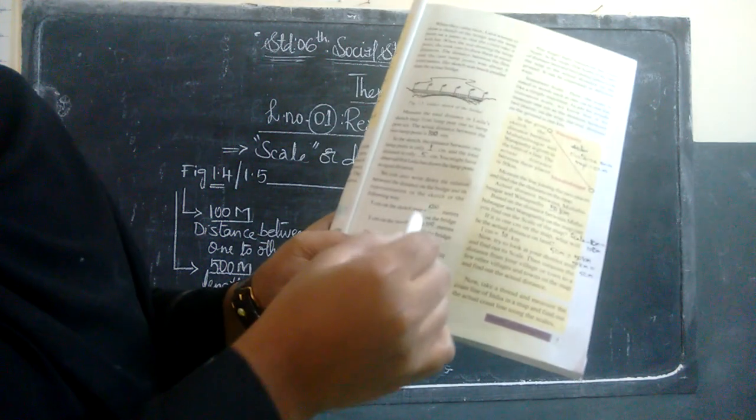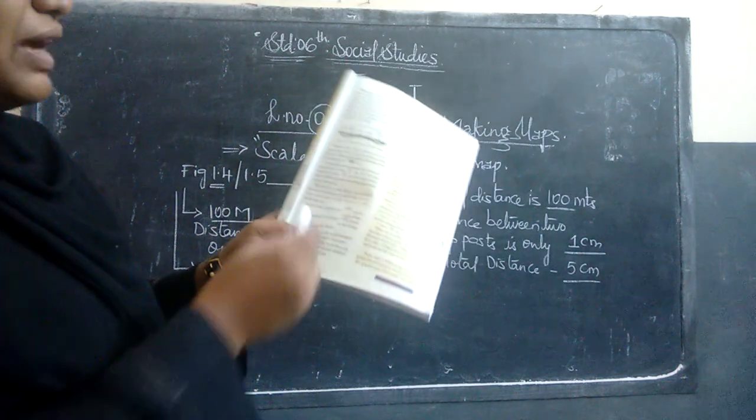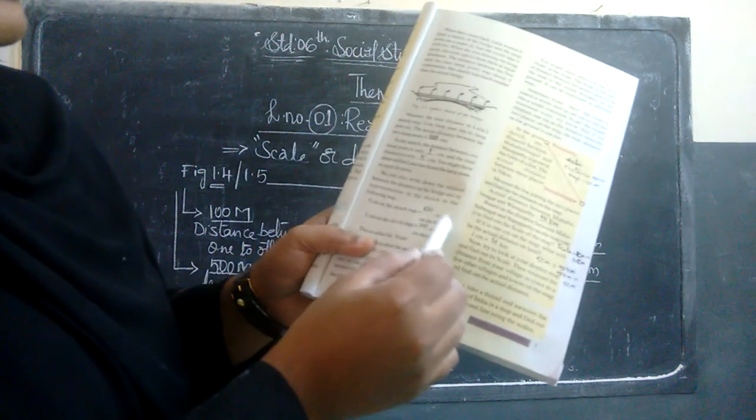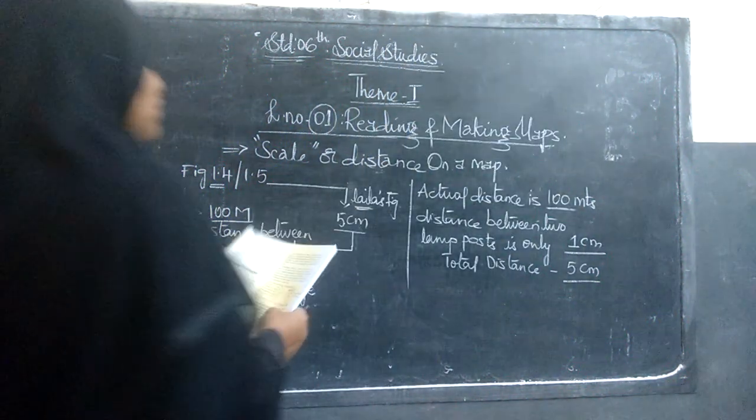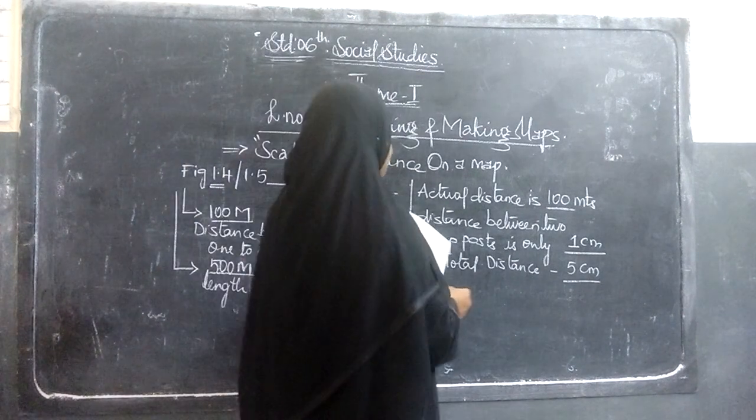Now we will have a look at the complete presentation. So 5 centimeters on the sketch map is equal to 500 meters. So here we have been given 5 centimeters.